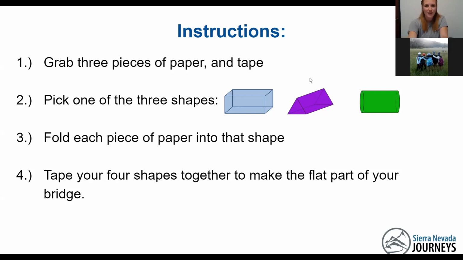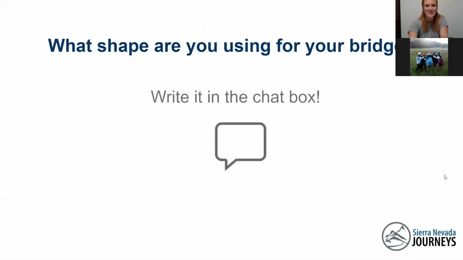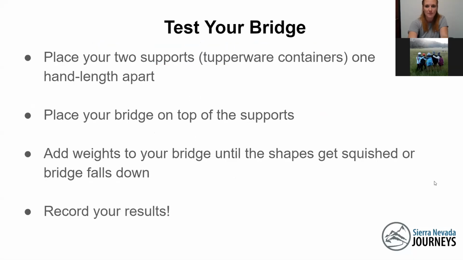All right. Okay, engineers, now that we have our bridge, I'm going to show you how to test your bridge. We already asked about shapes, so we're going to skip this. Now that we built our bridge, it's time to test it. This is where we're going to use our Tupperware containers, or whatever else you have, books, tissue boxes, cups. You're going to put those 2 Tupperware containers about 1 hand's length apart. So you want your hand to be able to fit in the middle here, because we're going to pretend that is our water flowing through. And these 2 Tupperware containers are going to be our supports for our bridge.